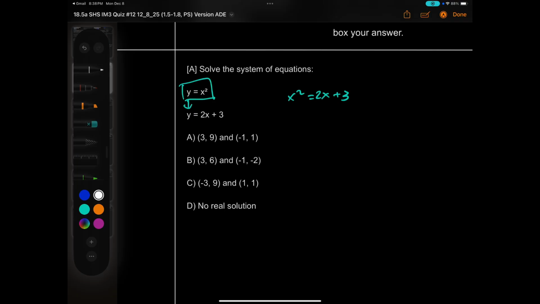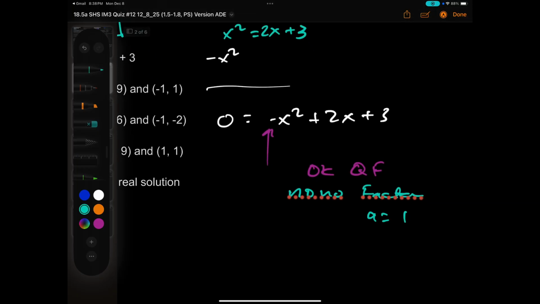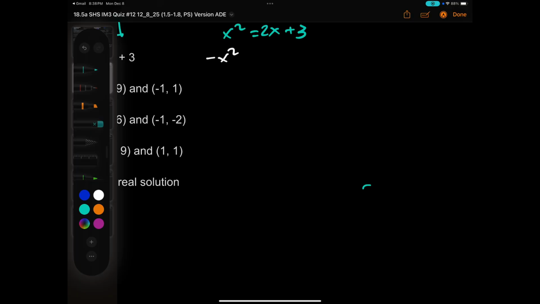Okay, the common mistake is if you went this direction, because notice my a value is negative, and this is okay for quadratic formula, but this is a no for factoring, because you want your a value to be positive 1. Okay, so I'm just going to do it by factoring because I think that's the easiest. So let's go the other direction. It's okay to do that in math, right?